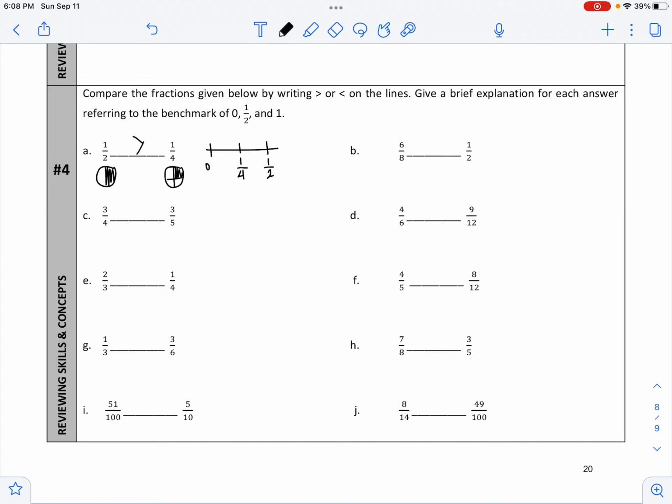When we compare fractions that are a little bit less obvious, like B, 6/8 and 1/2, those pictures will help us to see exactly what we're comparing. I can split my circle into eighths and color in 1, 2, 3, 4, 5, 6 of those eighths to identify that 6/8 is greater than a half. You could also write something like 6/8 is closer to 1 than 1/2 is. Any explanation that tells me you understand the difference between two fractions would suffice, but don't forget the explanation part.